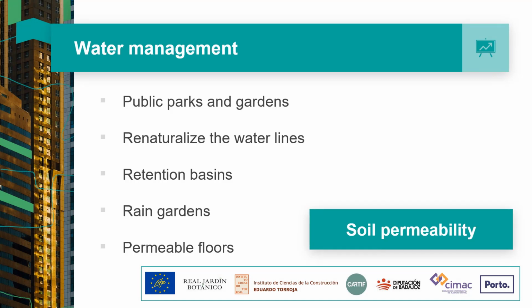The increase in soil permeability in cities should be achieved by transforming waterproofing into natural solutions, such as increasing the number and area of public gardens, naturalizing water lines, creating retention basins, installing rain gardens, and applying permeable pavements where possible.